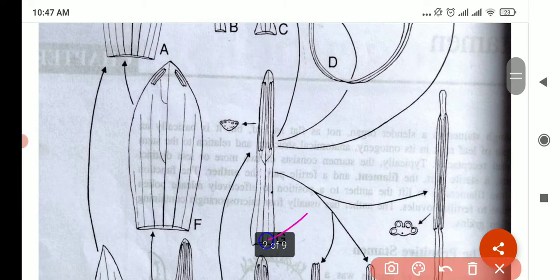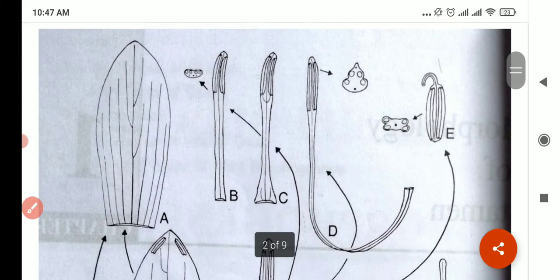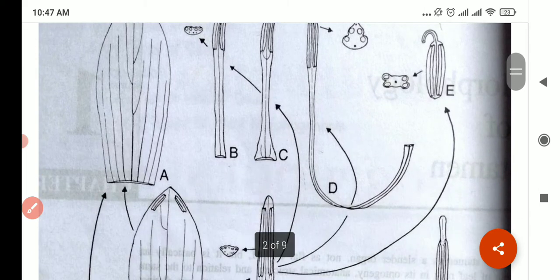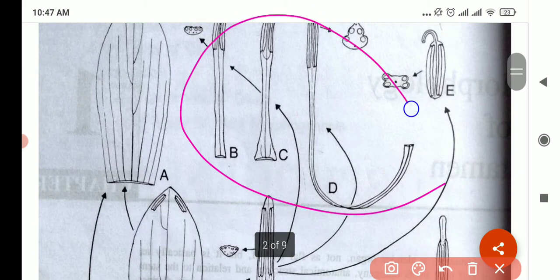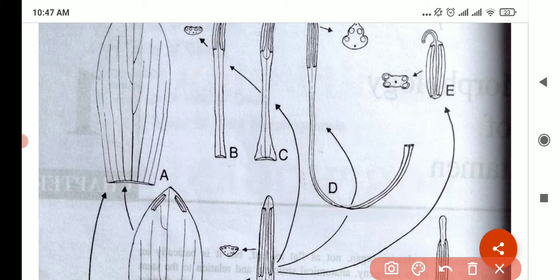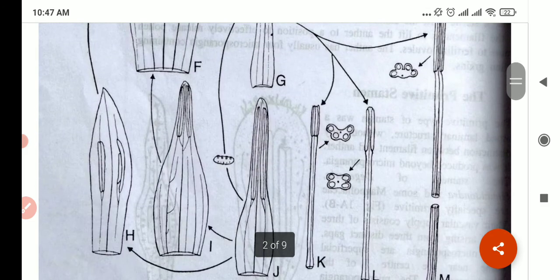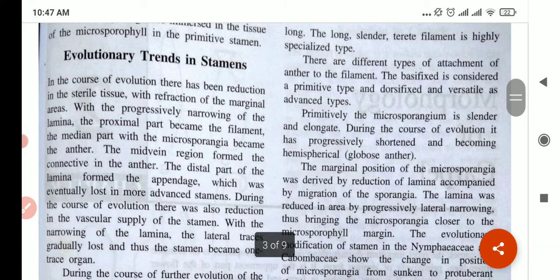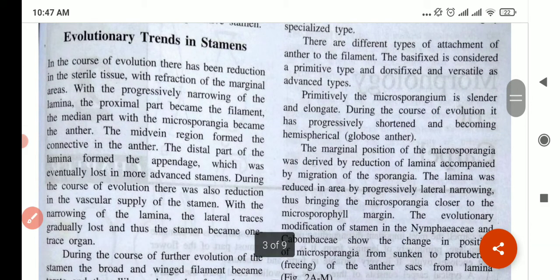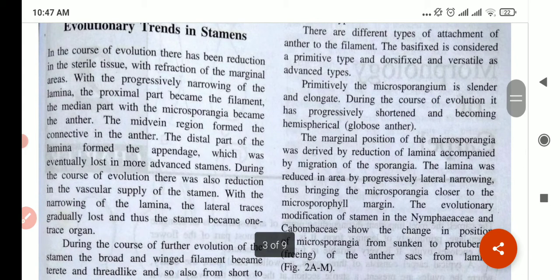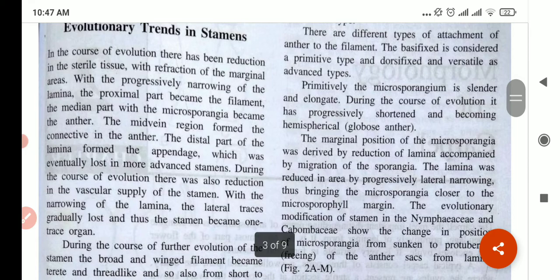And then from this petal-like, you are getting these long ones. Okay, from that petal-like. So I think you're understanding how the evolution is happening from the diagram. Okay, so let's see what they have written. The evolutionary trends of stamen. In the course of evolution, there has been reduction in the sterile tissue.